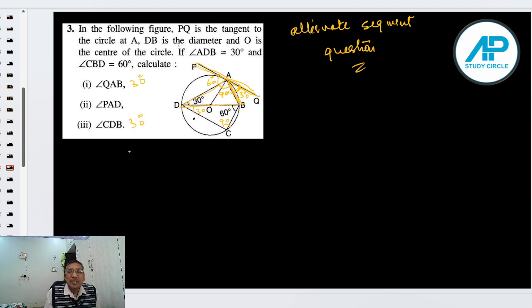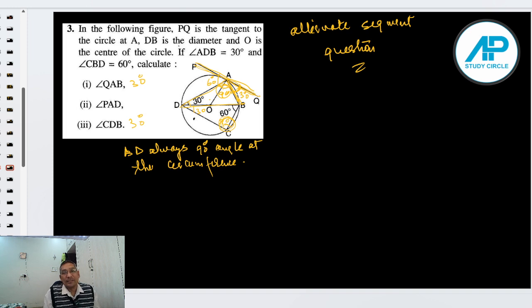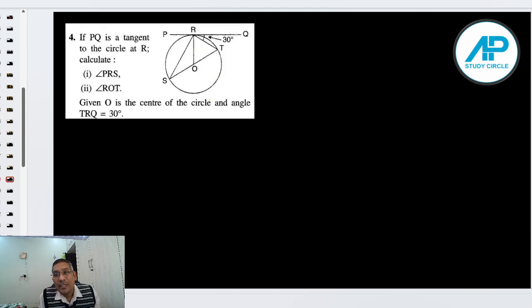Easy question. A diameter always makes a right angle at the circumference. Correct. So this angle is also 90 and this angle is also 90. They both make angle 90 at the circumference. That gives us all the required angles. Then apply the alternate segment property. Alternate segment property is a very, very important property. You need to apply this property in this question.